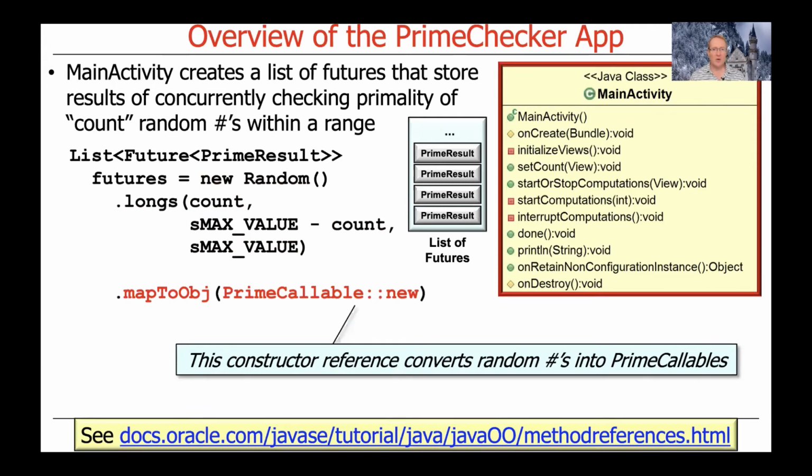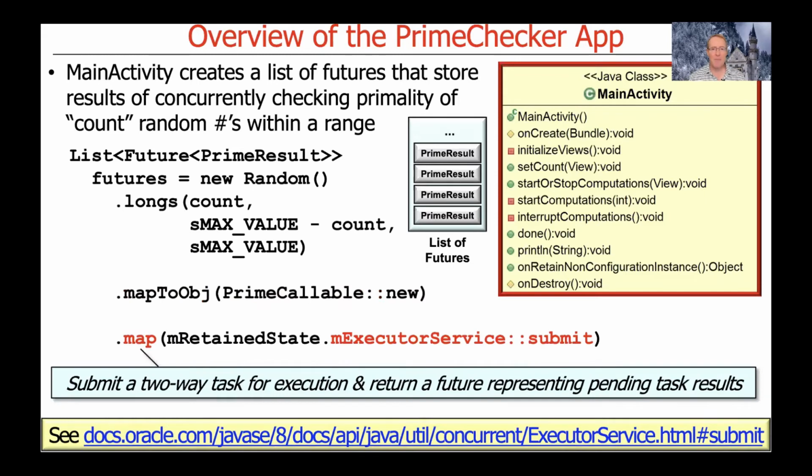We then go ahead and use a stream intermediate operation called mapToObj, which takes longs and converts them into PrimeCallable objects by passing in a behavior, which is a constructor reference for PrimeCallable. So this constructor reference converts each random number into the corresponding PrimeCallable. And then we turn around and we map each of those PrimeCallables, which stash away the prime numbers that were generated randomly. We use the map method, which will then submit each of these PrimeCallables for execution in the background by the pool of threads.